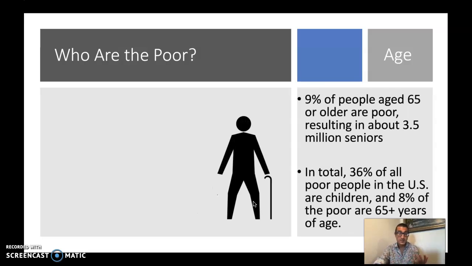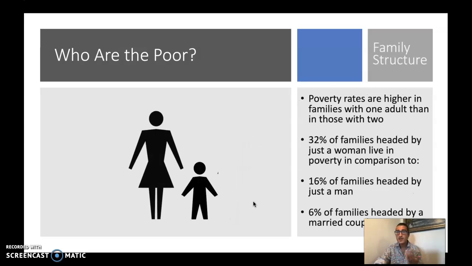Being elderly is also a significant predictor of whether or not you live in poverty. Almost 10% of people over the age of 65 are poor. In total, 36% of all poor people in the U.S. are children, and 8% of the poor are 65 years of age or older. Family structure also plays an important role. Poverty rates are much higher in families with one adult rather than two. 32% of families headed by just a woman live in poverty in comparison to 60% of families headed by just a man and 6% of families headed by a married couple.